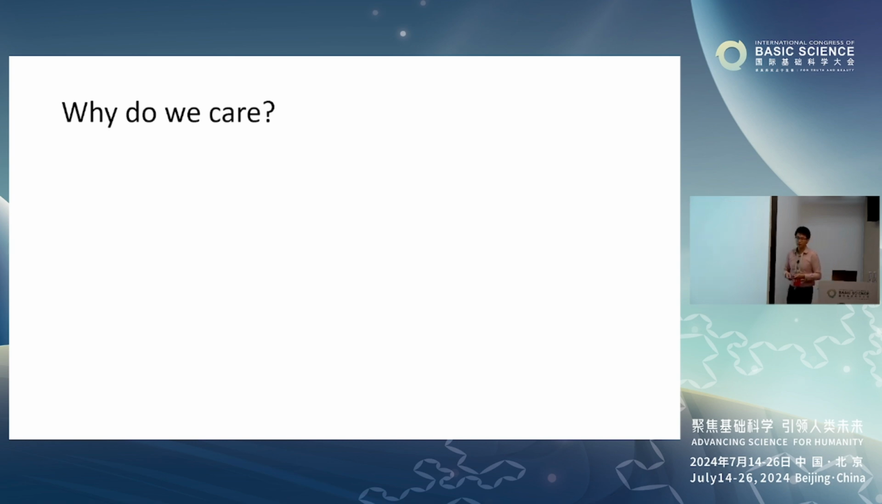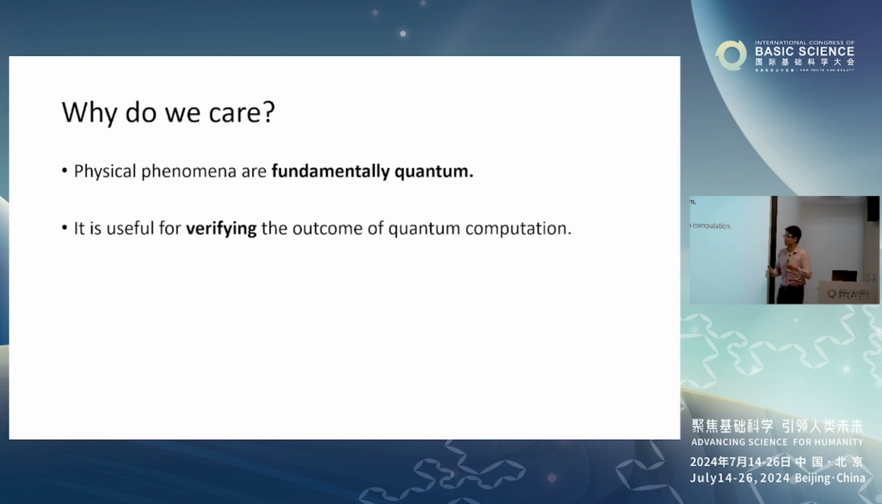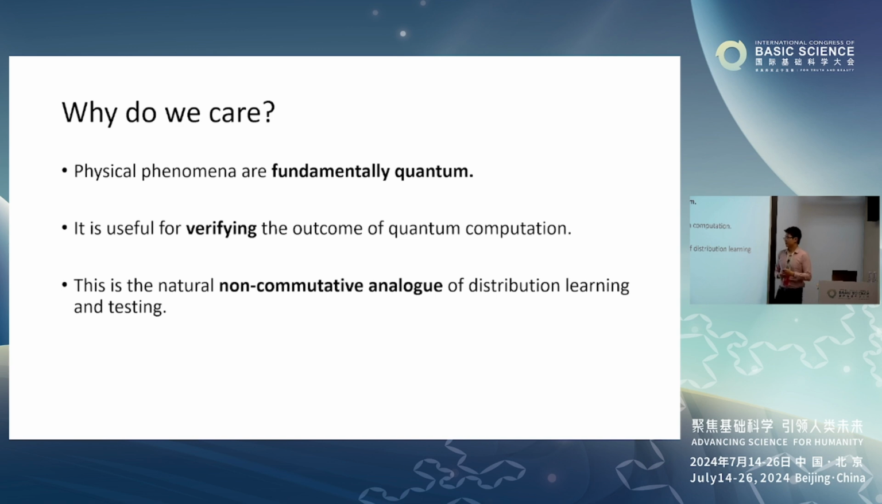Again, this is a very well-motivated question from a number of perspectives. From a scientific point of view, given that the world is probably fundamentally quantum, if we want to learn stuff about the world, we're going to have to sometimes learn about its quantum behaviors. It's also useful as a subroutine for the verification of quantum computation. The state of a quantum computer is some quantum state. If you want to understand if it's in the right state or not, we're going to have to learn about it. From a mathematical perspective, also very natural. It's the natural non-commutative analog of classical distribution learning and testing. And it's also going to have some implications for quantum advantage, which I'll delve into a little bit at the end. Okay, so now let me actually define these things.